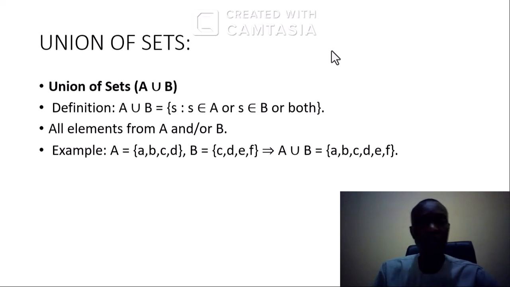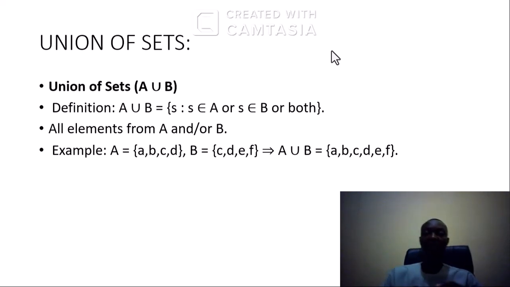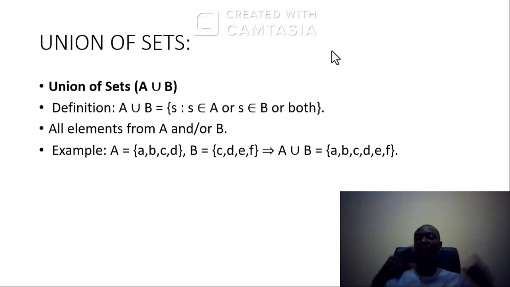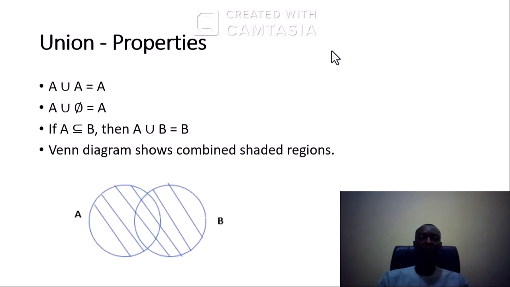So let's see this example. We have set A, which has its elements to be A, B, C, and D, while set B has its elements to be C, D, E, and F. So the union of the two sets, A union B, will be A, B, C, D, E, F. You don't have to repeat C, D since you have C, D in both of them. Now, look at the diagram here. It shows the union of sets. So it contains every element in set A and in set B.